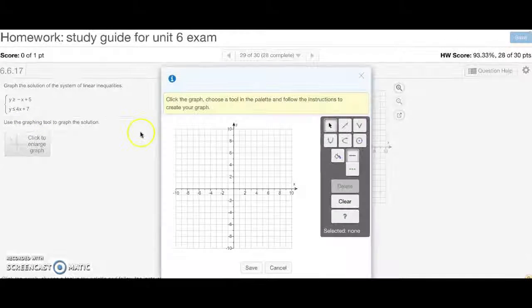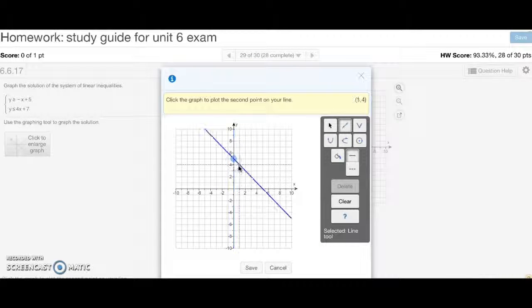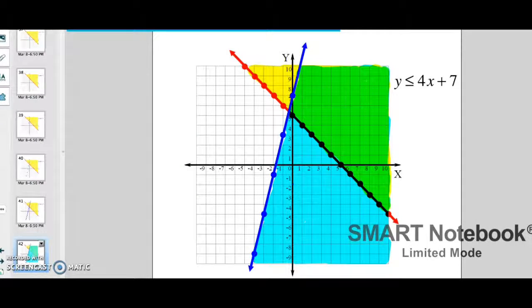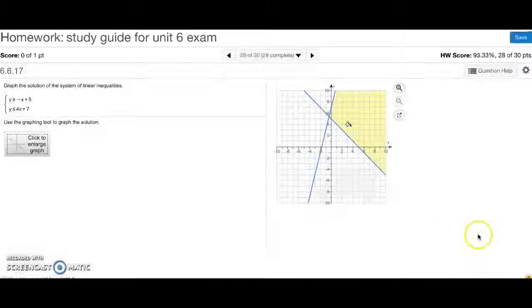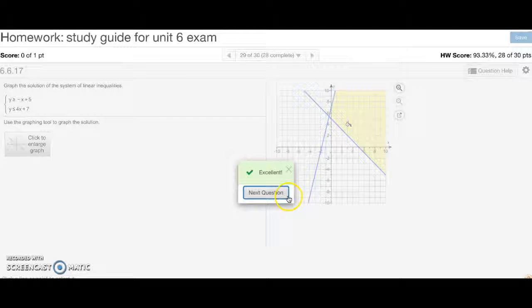So now I'm going to graph it. Both are solid lines. One starting at 5, down 1 to the right 1. The other one is starting at 7. Instead of going up 4, I will go down 1, 2, 3, 4 to the left 1. And my shaded portion is the top right. Take the paint bucket, shade it, save. That's number 29. So let's talk about 30.